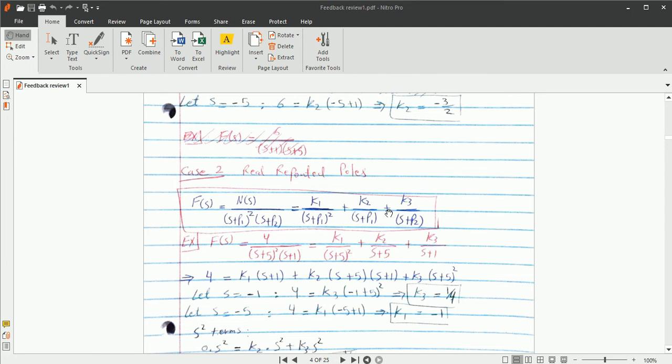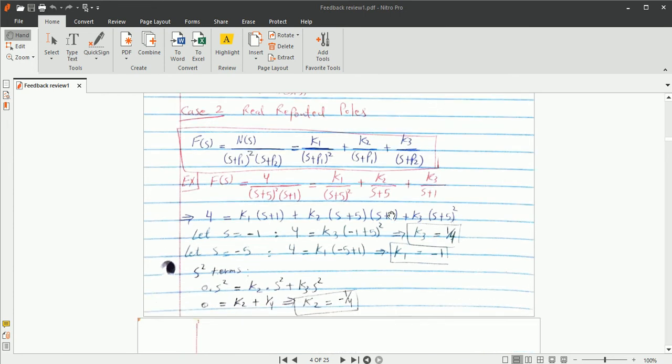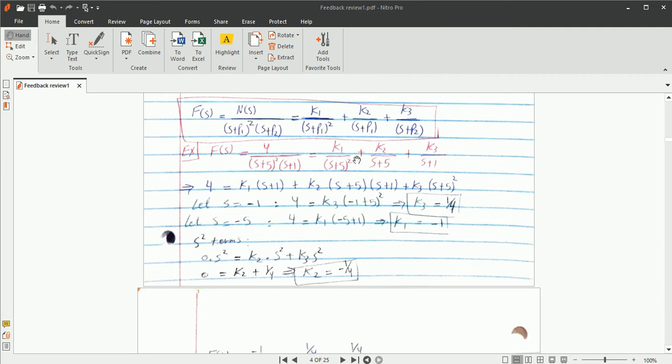For this you have to compare the coefficients. You can compare the coefficients of either s square or s or the simple constant. You will get the same answer. Here the coefficients of s square were compared. Since there is no s square term here, it is 0 dot s square, and it is equal to k2 s square from here, plus k3 s square from here. Just add these and equate to 0. So you will get k2.